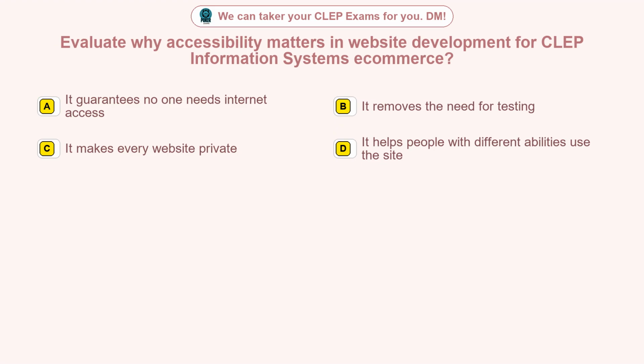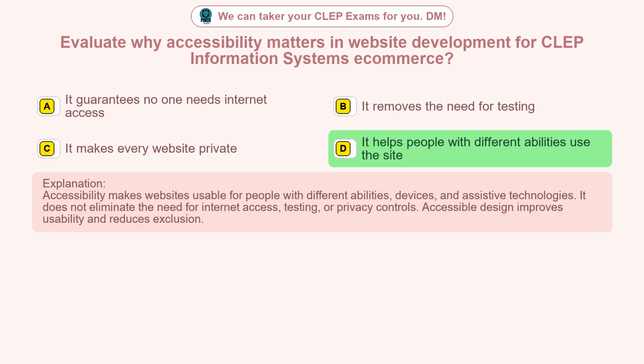Question 37. Evaluate why accessibility matters in website development for CLEP Information Systems Ecommerce. Option A. It guarantees no one needs internet access. Option B. It removes the need for testing. Option C. It makes every website private. Option D. It helps people with different abilities use the site. The correct answer is option D. It helps people with different abilities use the site.